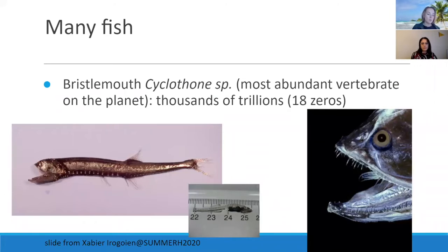But there's also a lot of fish. This is one particular fish, the most abundant vertebrate on our planet, and it's found in the mesopelagic zone. It is a bristlemouth, and this is a genus of fish, and you can count them in thousands of trillions. It's not a gazillion. What would it be? It's a very large number. It has 18 zeros after it, and these are found throughout the world's oceans, but they're also very, very small.